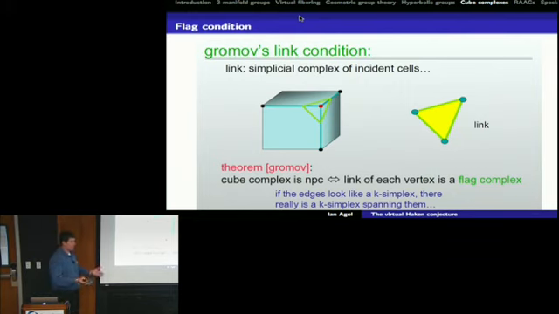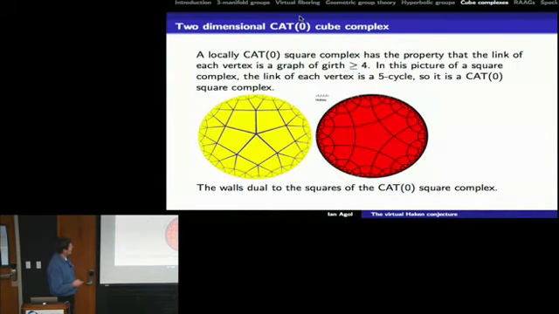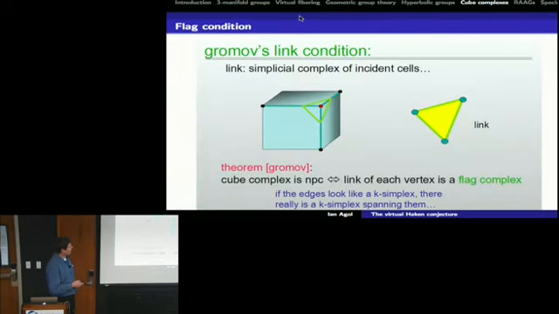If you hand me any graph, I can create a simplicial complex out of that by throwing in a k-simplex for every k plus 1 clique. And that's a flag simplicial complex. So what Gromov's criterion says is that the space is CAT(0), or locally CAT(0), if it's a cube complex where all the links of vertices are flag. A triangle means three edges forming a triangle. That's right. And if you see the one skeleton of a tetrahedron, you see all the triangles there, and then you have to fill that in with a simplex.